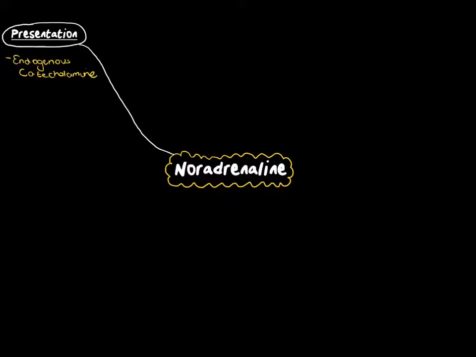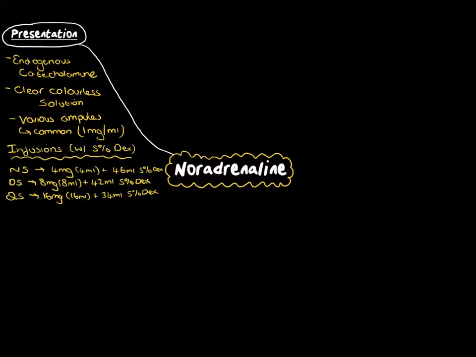So if we start with the presentation, it is an endogenous catecholamine, but we get it in a synthetic form. It's a clear, colourless solution, and it comes in a variety of ampule sizes, but the most common one on the ITU is the 1 mg per ml ampule. It's often diluted into an infusion, and you'll hear a lot of terms bandied around, things like single strength, double strength, quad strength, and all that refers to is the proportion of noradrenaline which has been placed in the infusion bag. The standard infusion bag is a 50 ml bag of 5% dextrose, and then the proportion of NORAD within that is what gives you your single, double or quad strength.